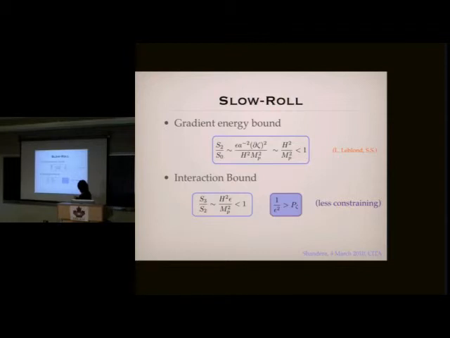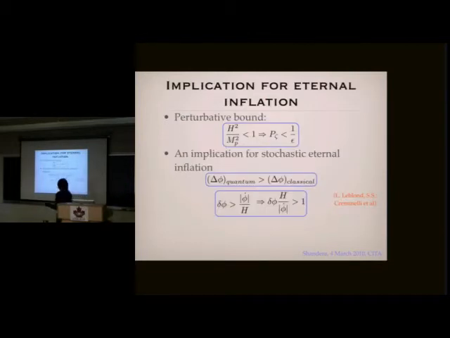So I told you that there's this gradient energy bound for slow roll. And for slow roll, the interaction bound is actually essentially less constraining. If I translate this bound into the language of the amplitude of fluctuations, P zeta, I find that the amplitude for this bound can be less than 1 over epsilon squared. In general, from here, it's less than 1 over epsilon. But epsilon is a number smaller than 1, so this P zeta can be bigger than 1. Okay, so what? That's essentially what it means to have eternal inflation.